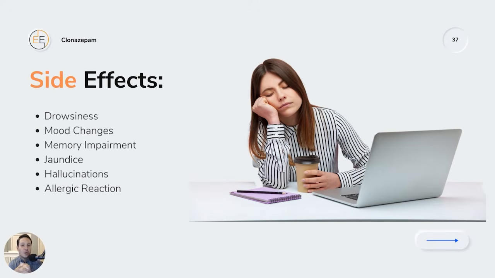All right, so side effects. The literature on clonazepam is consistent, and most report drowsiness in about 26% of clients, mood changes in about 8%, and memory impairment in about 2%. Serious but uncommon side effects may include jaundice, hallucinations, and extreme allergic reactions.